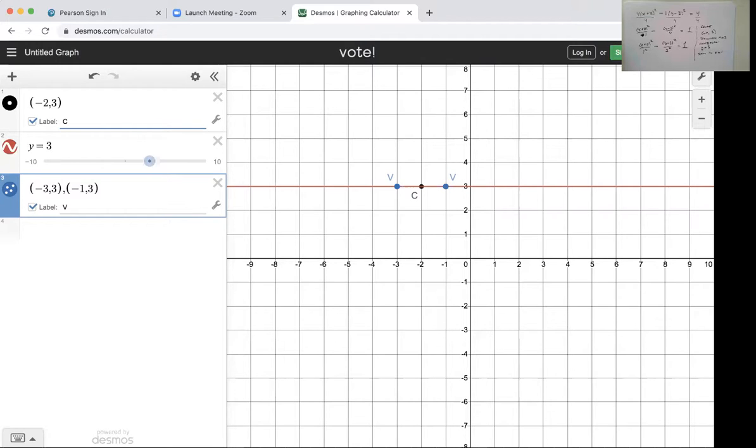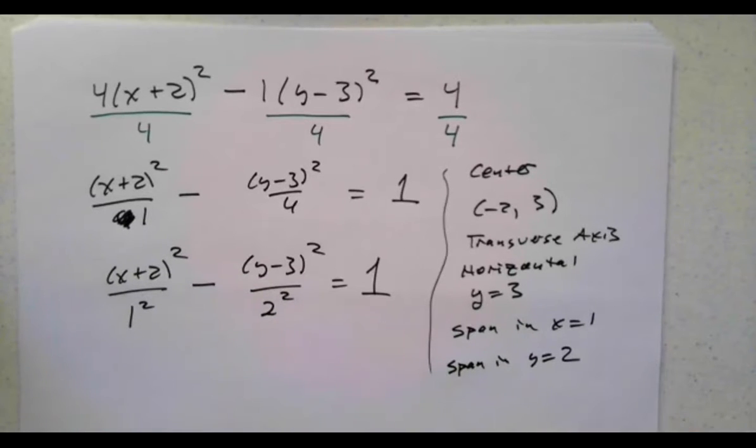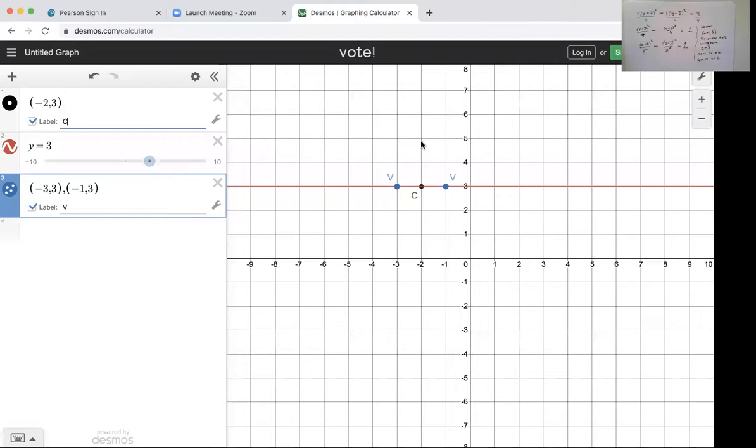Now my span in y, what is my span in y? It's a 2 squared there, so our span in y is 2. If our span in y equals 2, that should be enough to find my asymptotes. So again, let's go back to the graph. Span in y is 2, so up 2, down 2. So y equals 5, y equals 1.